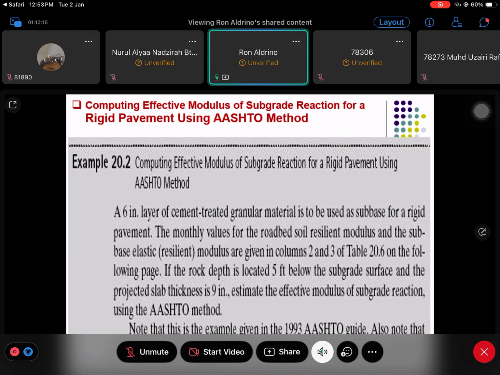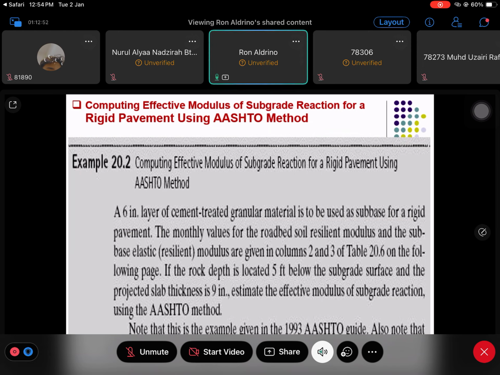So the example, the question is that a 6-inch layer of cement treated granular material is to be used as subbase for a rigid pavement. The monthly values for the roadbed soil resilient modulus and the subbase elastic modulus are given in columns 2 and 3 of table 20.6 on the following page. If the rock depth is located 5 feet below the subgrade surface and the projected slab thickness is 9 inches, estimate the effective modulus of subgrade reaction using the AASHTO method.